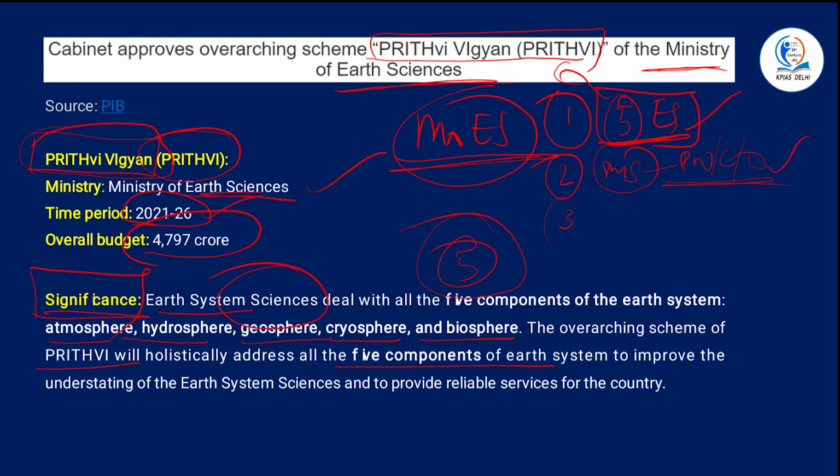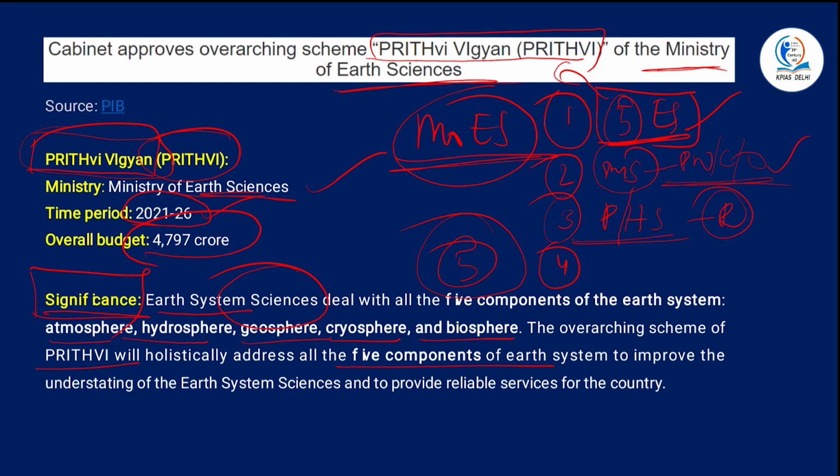Third important objective of this Prithvi scheme is exploration of polar as well as high sea regions of Earth. Polar regions and high sea regions can also lead to discovery of new phenomena and identification of several resources which were hidden in these regions. This could be the third objective.